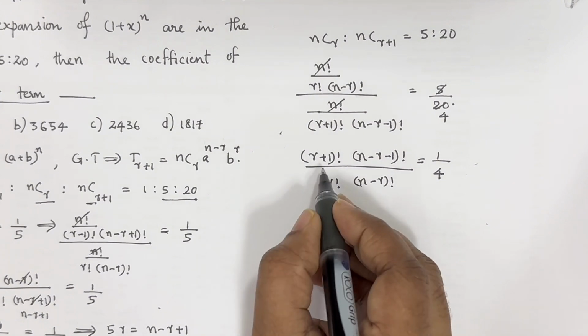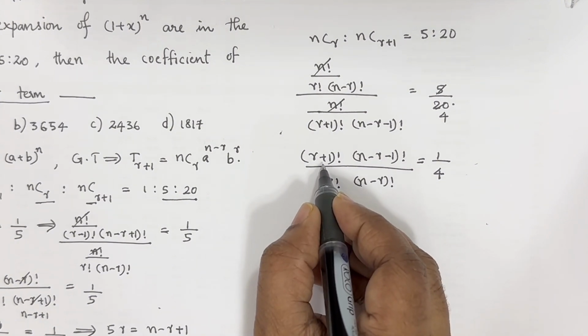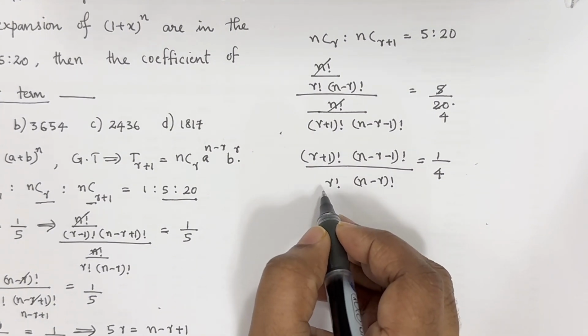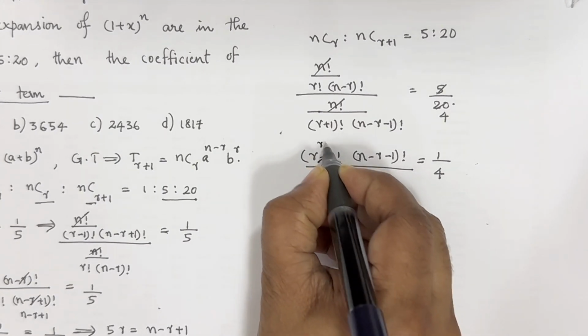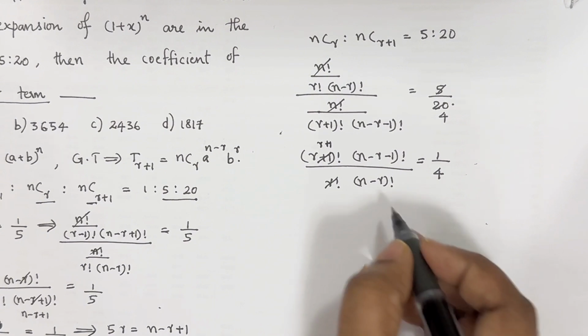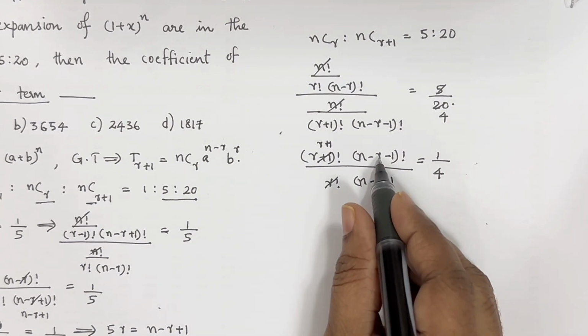Here we can cancel r plus 1 factorial and r factorial. R plus 1 factorial means it is r factorial into r plus 1. So r factorial we can cancel from both the numerator and denominator. Only remaining term is r plus 1.